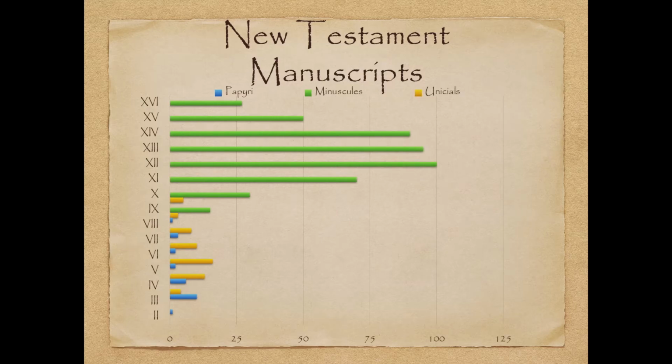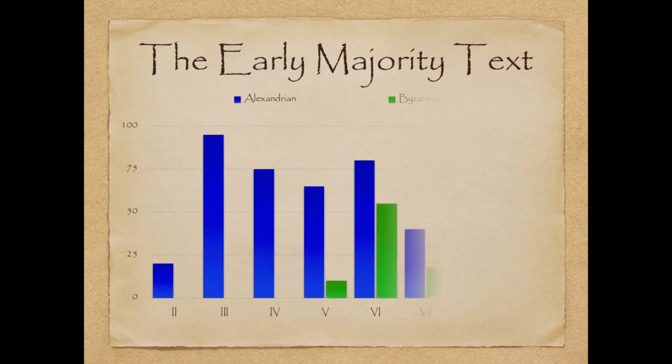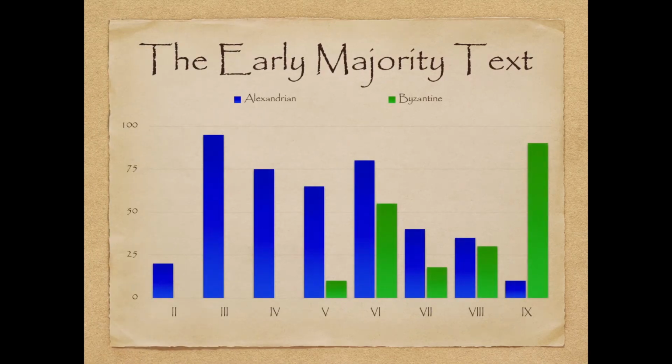As we can see, throughout the centuries, there is a gradual transition from papyri in the 2nd century to uncials in the 4th century, and then from the 9th century on, minuscules dominated the manuscript tradition. Again, we see from the 2nd century to the 9th century, there is a transition from the Alexandrian text to the Byzantine text.